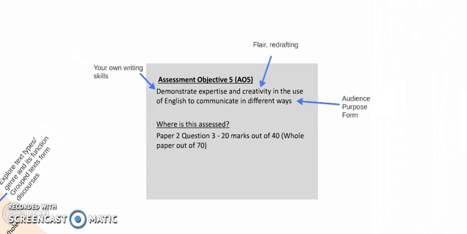And communicate in different ways. So the different ways part is a reference to what audience you're writing towards, why you're writing, the purpose, and the form in which you're writing as well.